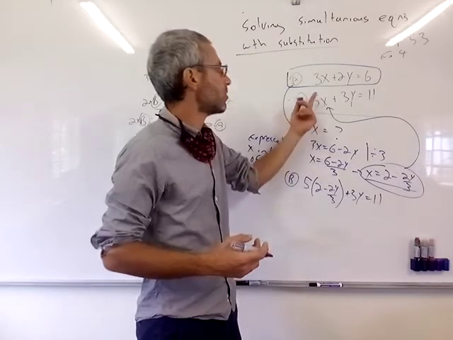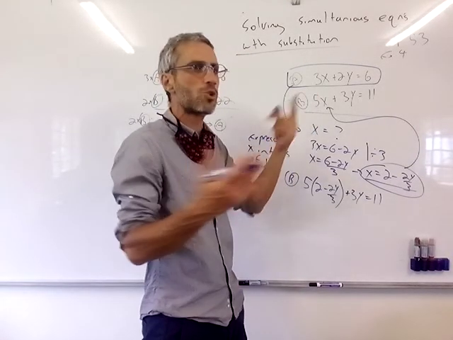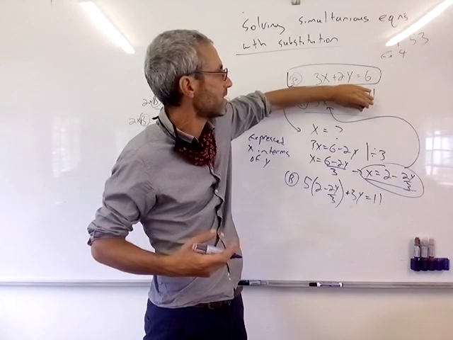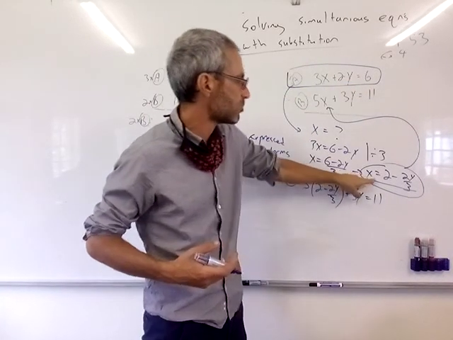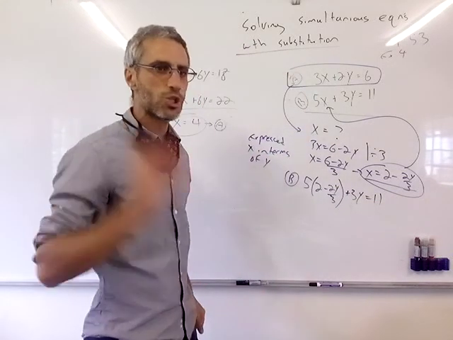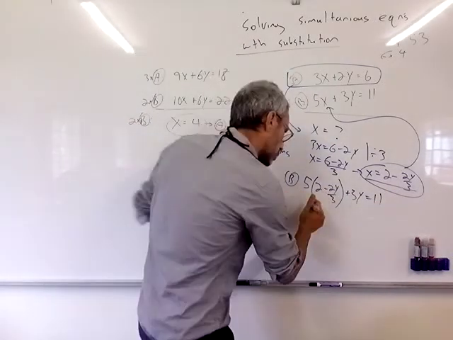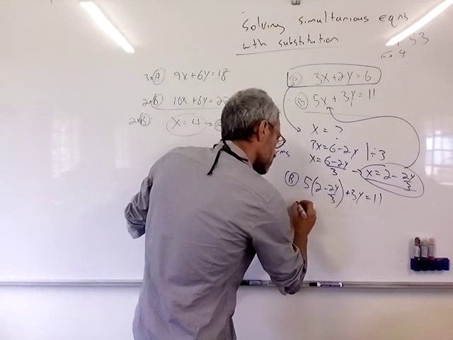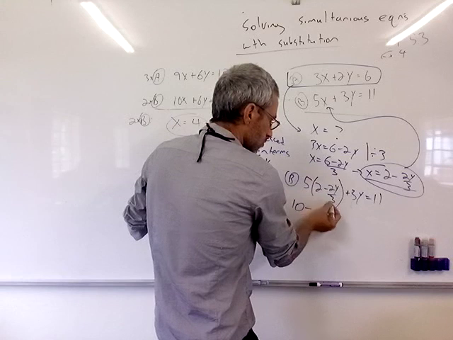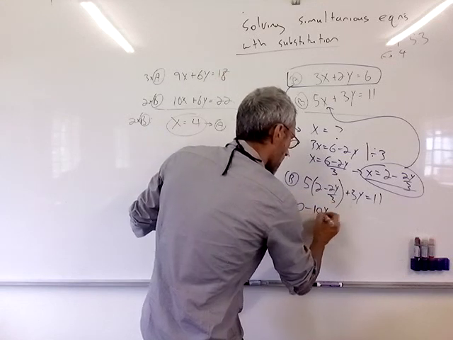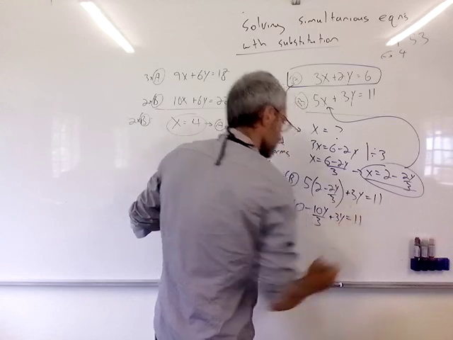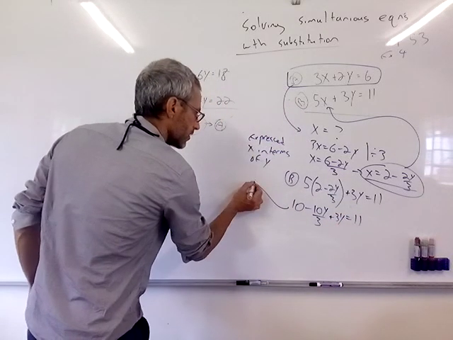Remember, what was the problem with solving these equations? That the x's and the y's got mixed up. I can't solve an equation just like that. So what I've done here is express x in terms of y, and now I've got an equation with just y's. Let's solve that. What is 5 times 2? 10. Minus 5 times 2y over 3 will be minus 10y over 3, plus 3y equals 11. A little bit long, I know.